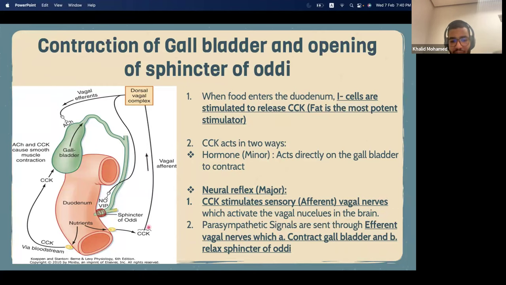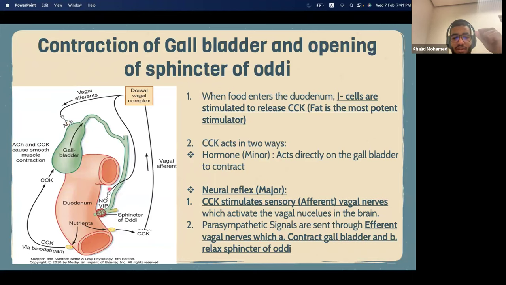So basically, cholecystokinin binds with the vagal afferents, they go to the vagal nuclei in the brain, and then the vagal nuclei activate the vagal efferents, which cause two effects. One, it releases acetylcholine in the gallbladder. Acetylcholine is always excitatory. It excites the gallbladder, causing contraction.